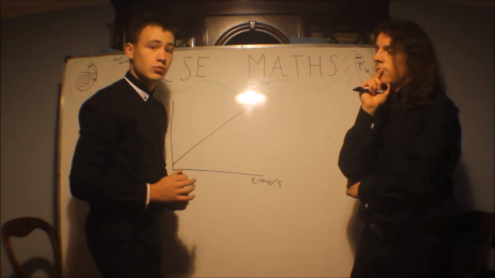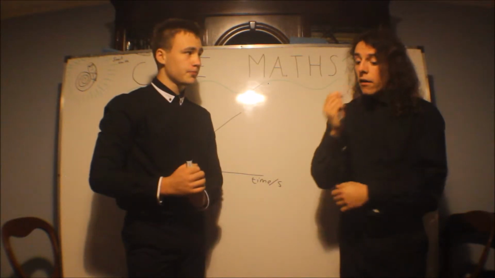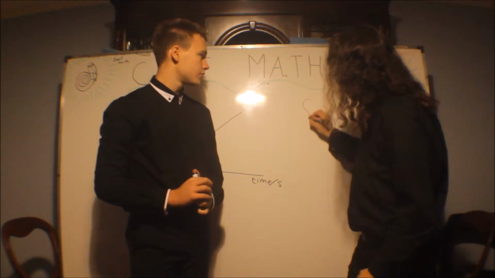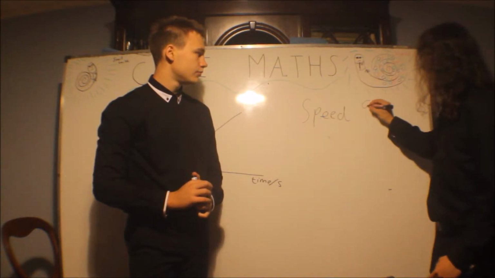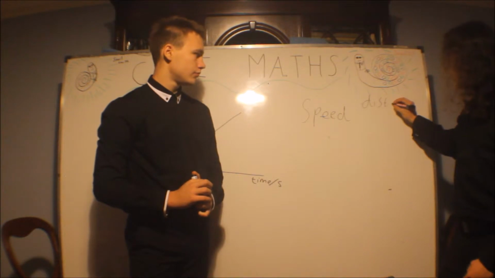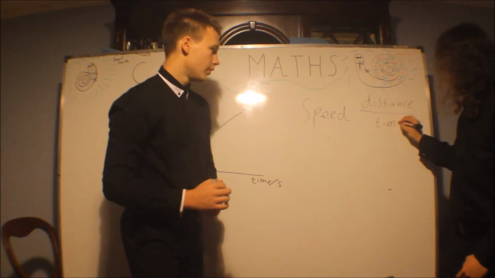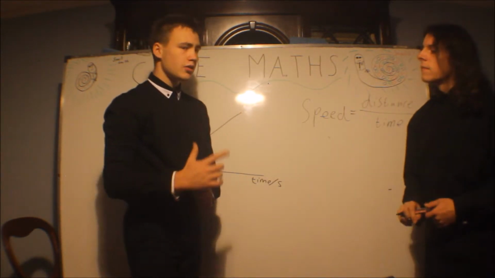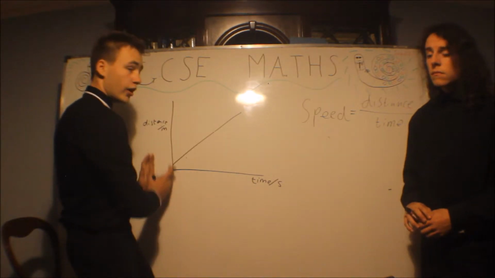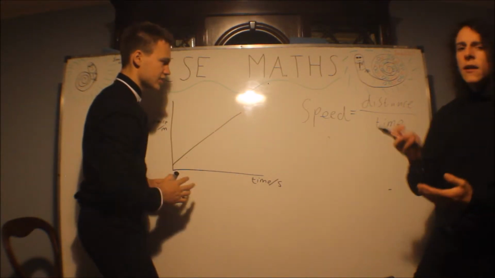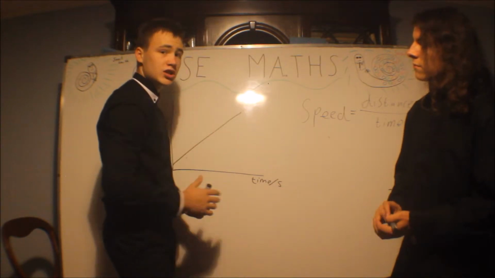It's an equation that you may have heard of in science, and you should definitely get it drilled into your brain by the exam. Your speed is equal to your distance over the time it takes to travel that distance. You'll notice distance is the change in y here, because it's the y-axis, and time is the x-axis. So in fact, it's the same as gradient. The gradient of this line would give you the speed.